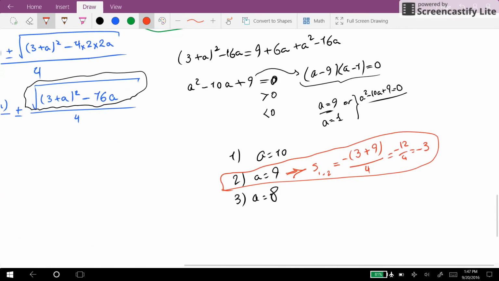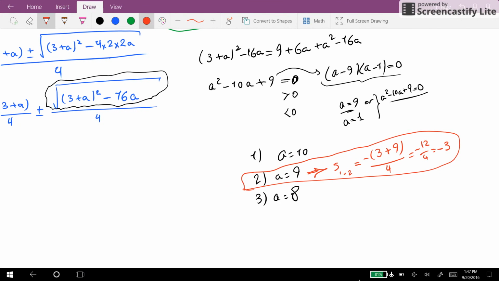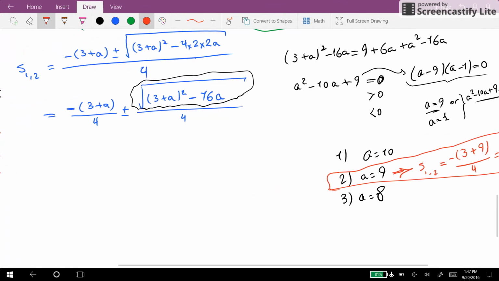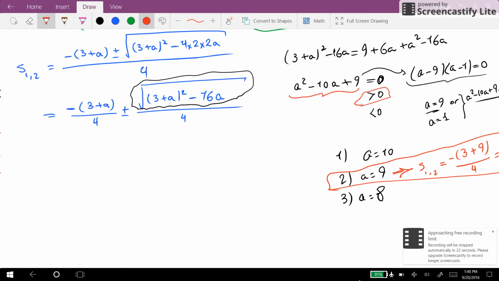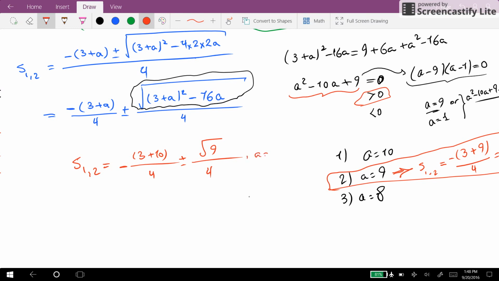The second case. Let's see what we have with a equal to 10. If we set a equal to 10, what we have here: 100 minus 100, 0, plus 9, which is a positive number. We will have a² - 10a + 9 bigger than 0. As a result, here we will have square root of 9. Indeed, I can rewrite it. S1,2 will be equal to (-3 + 10)/4 ± square root of 9 over 4 for a equal to 10.